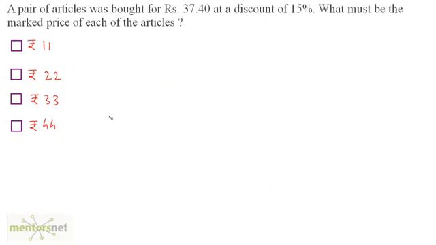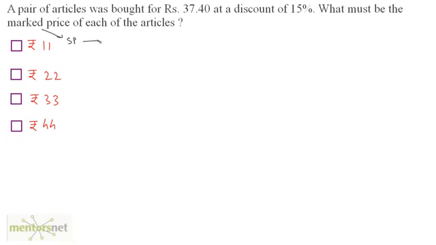A pair of articles was bought for rupees 37.4 at a discount of 15%. What must be the marked price of each of the articles? Well, let me first tell you that marked price is nothing but the selling price. Now you can solve this question.